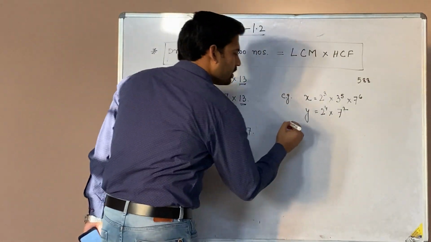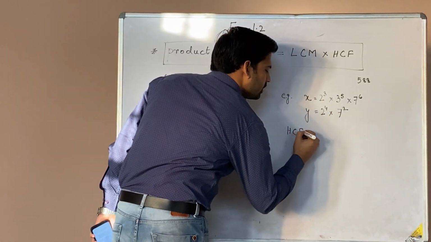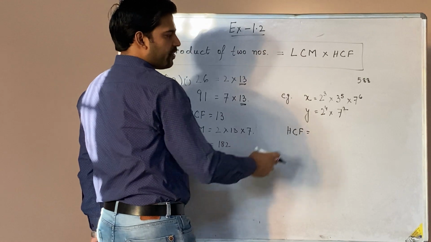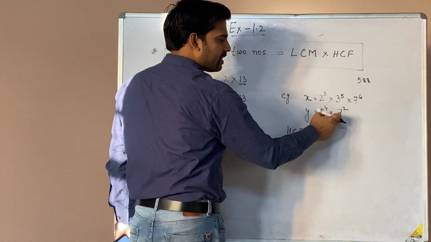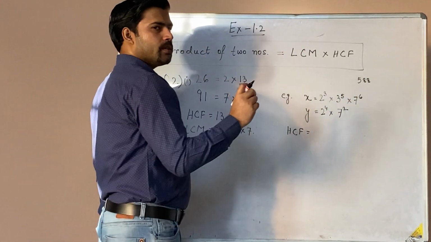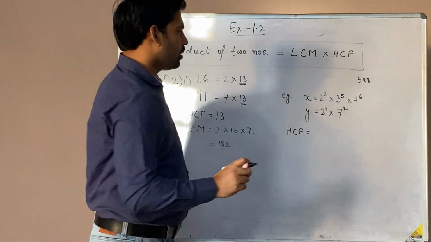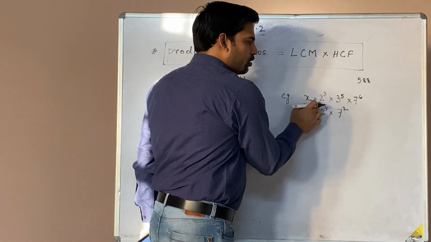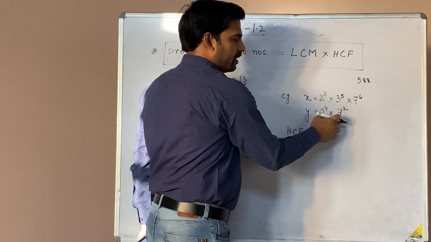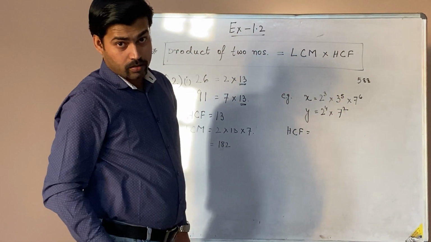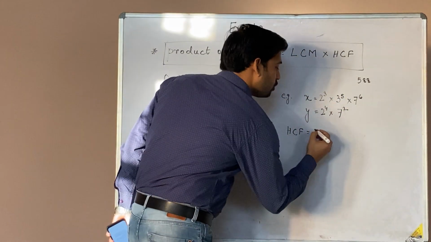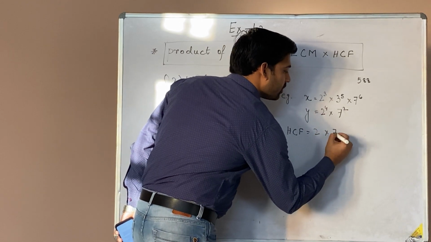Now I am calculating the HCF. First of all, I'll see what are the common factors. The common factors are 2 and 7. Mind it, when I am talking about factor, I am not looking into the power. I am talking about the base. The base 2, base 3, base 7. Base 2, base 7. So what are the same bases or the same factors? This is 2 and 7.